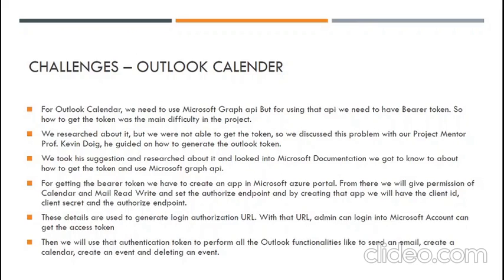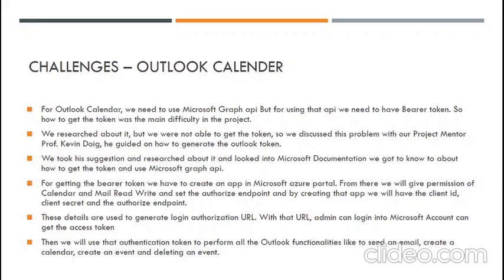To integrate the Outlook calendar, we need to call the Microsoft Graph API. But to call that Microsoft Graph API, we need to have a bearer token for particular users. So we faced difficulties in finding how to get the bearer token. We researched it and were not able to get the solution. So we talked about this problem with our project mentor Professor Kevin, and he guided us on how we can get that bearer token. We took his suggestion and researched it, and finally we found the solution.